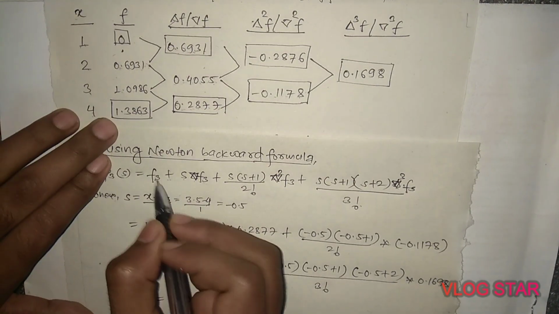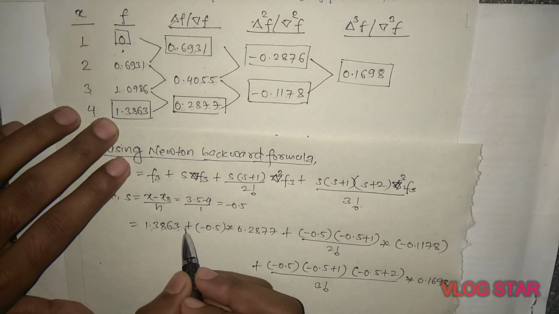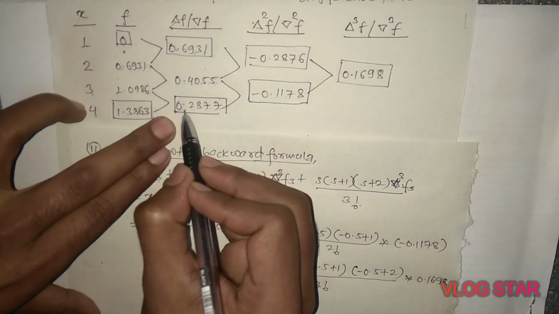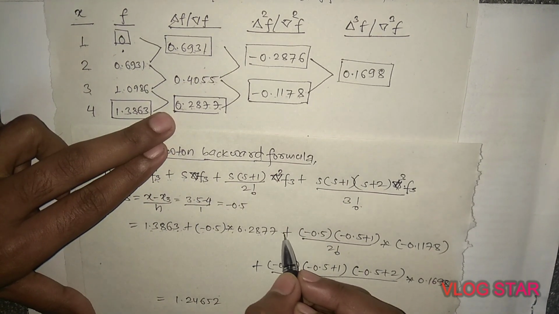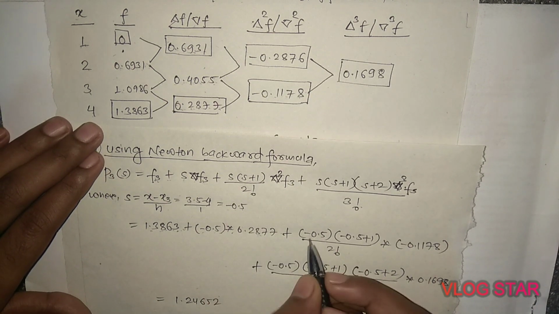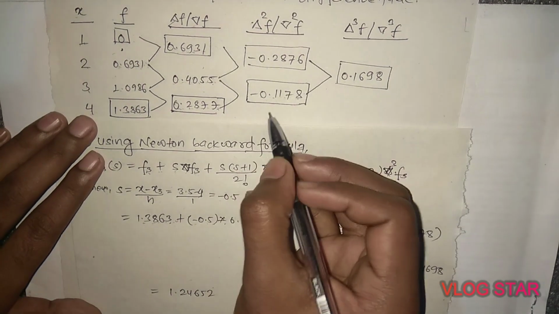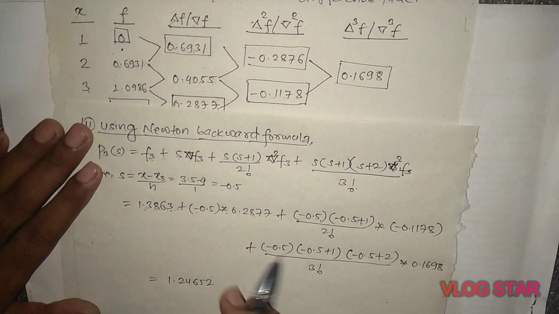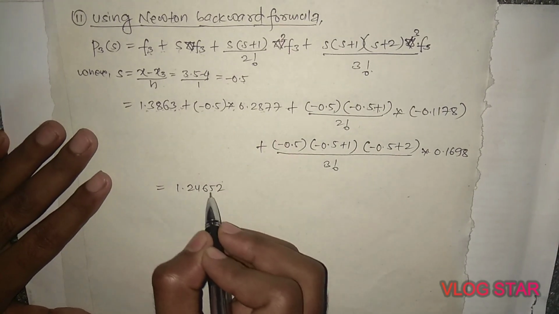So here for f3 we have 1.3863. So in place of f3 we have 1.3863 plus, we have s equal to minus 0.5, so minus 0.5 into del f3. So we'll write here 0.2877 for the backward formula, 0.2877 plus again we have minus 0.5. In place of s we have minus 0.5, so minus 0.5 into (minus 0.5 plus 1) upon 2 factorial, and we have del square f, so del square f equal to minus 0.1178. So in this way, substituting all these values and calculating, we finally get 1.24652.